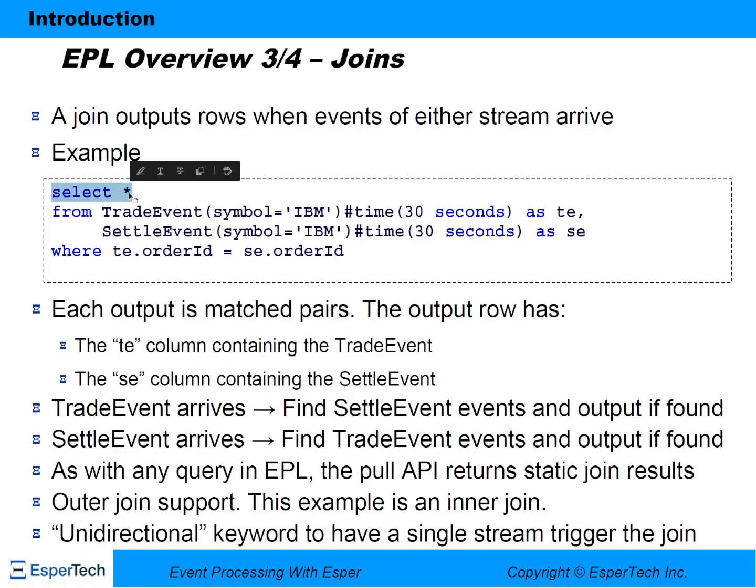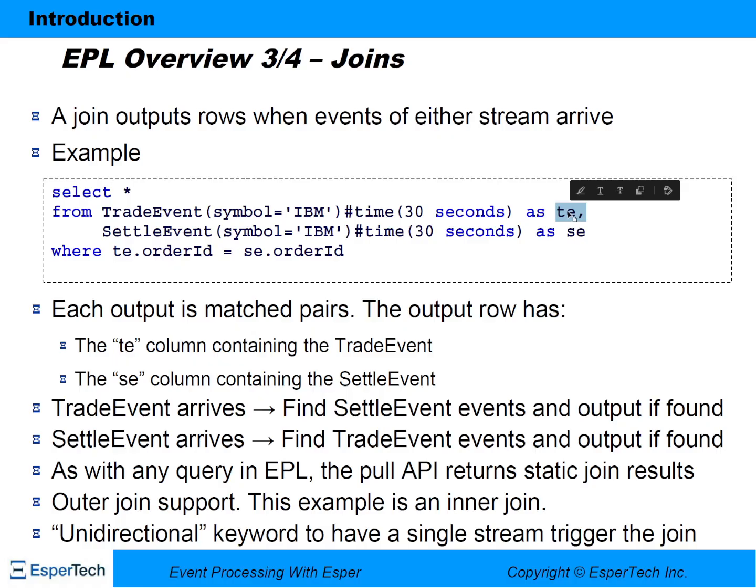In a moment we'll talk about the output in more detail. The from clause considers the last 30 seconds of trade events with a symbol, IBM. There is the as keyword here. The as keyword here assigns a name to the stream and that name is only relevant for that EPL select. For the trade events, the as keyword assigns the name, TE.